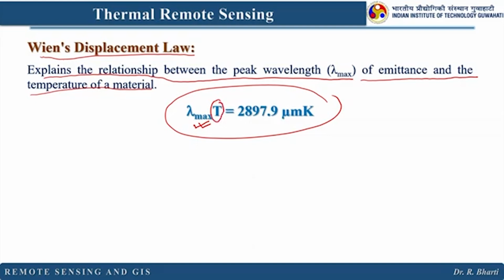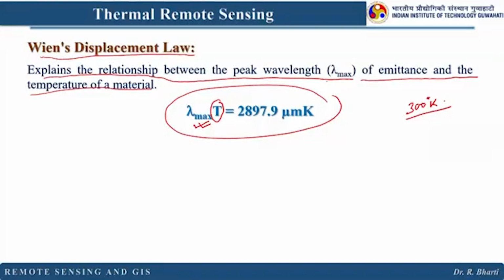So suppose we have 300 degrees Kelvin for any given material, we can find out what will be the lambda max of that particular material. So if we know the temperature, we can easily find out what will be the lambda max. So the peak wavelength of emittance, this is very important, right?